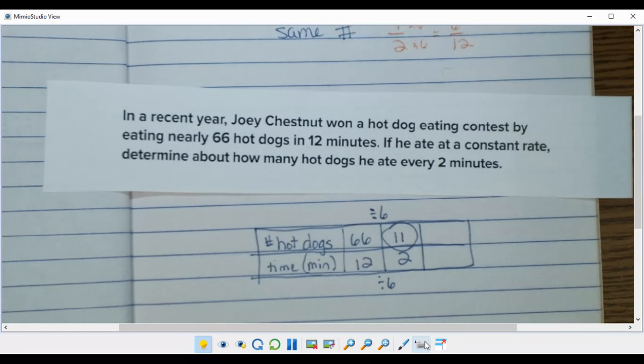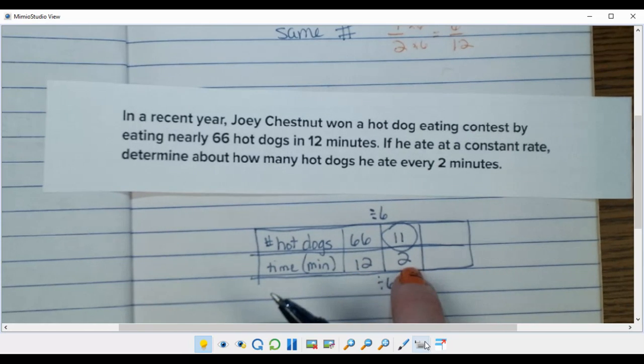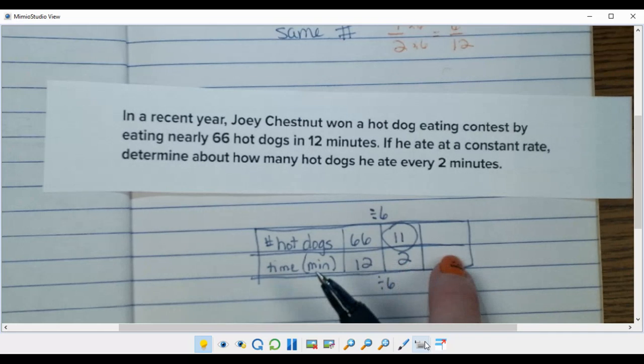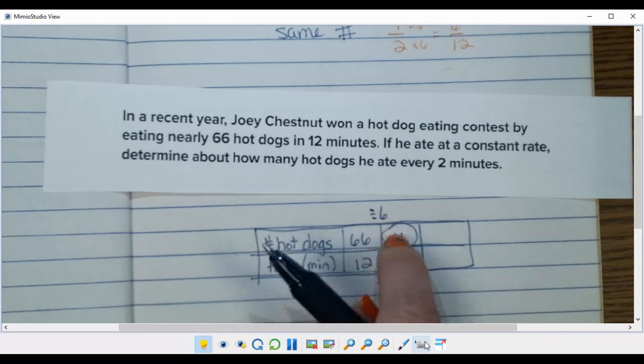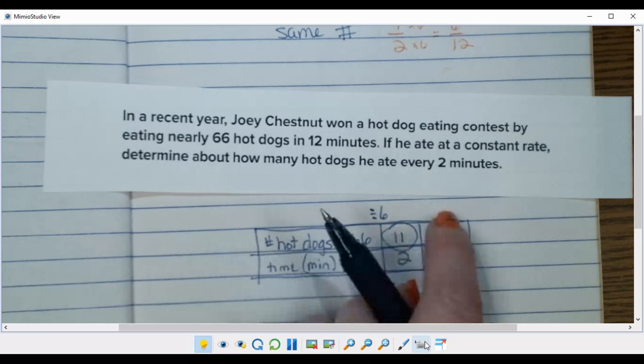Now, if you didn't see that, you could certainly do it in multiple steps. You could cut this in half and get a 6, and then divide that by 3 to get 2. And the same thing, cut that in half to get 33, divide by 3 to get your 11.